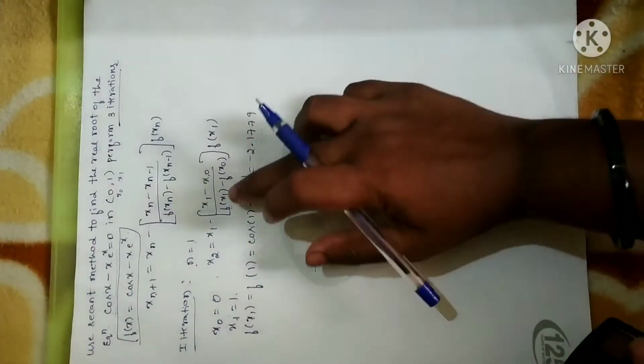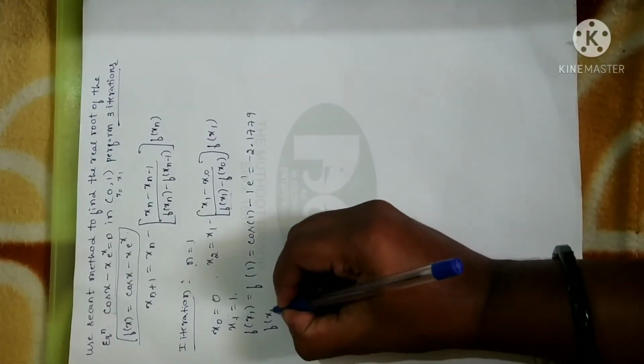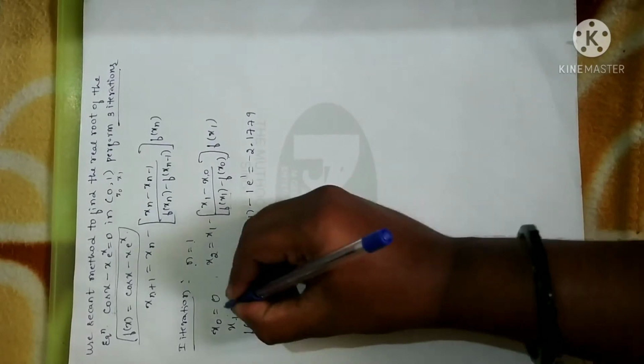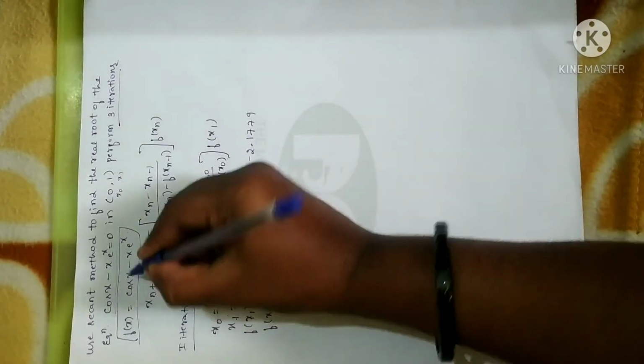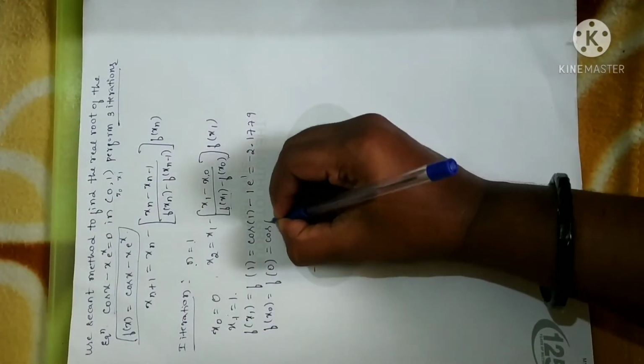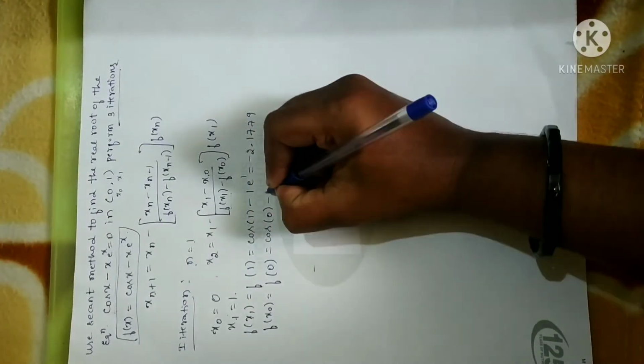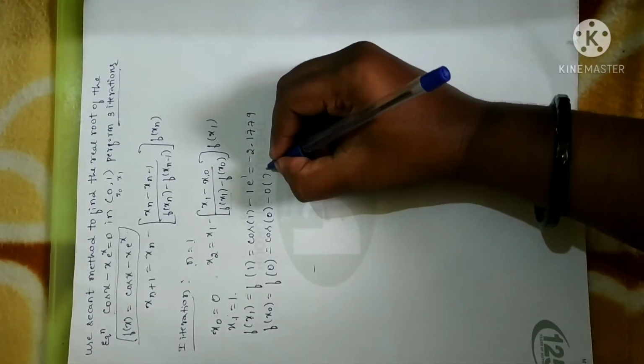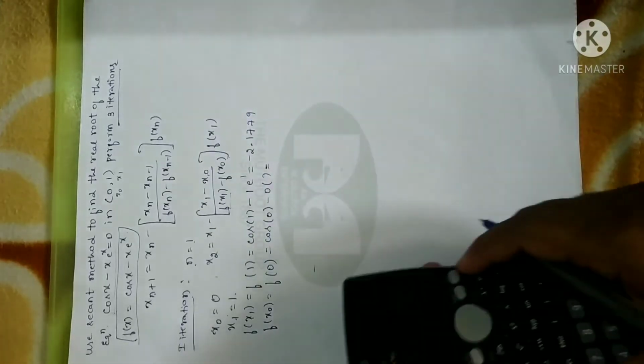Clear? Now I have obtained the f of x1 value. Let me calculate f of x naught. X naught in the sense 0. I have to replace x with 0. So that is what I'm going to do. Cos of 0 minus 0 into anything will be 0, no matter. So leave it. So I have to find the value of cos 0.